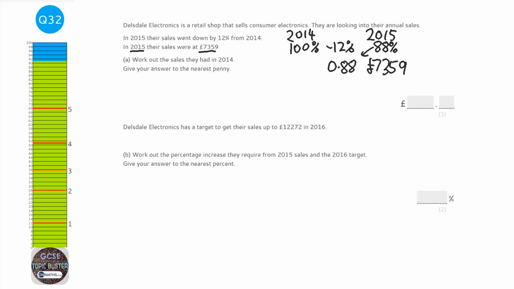So we want to work backwards. So what we want to do is I'll get my calculator, 7,359 divided by 0.88, and that gives me £8,362.50. You've got to ask yourself, well, is that reasonable? Well, they went down by 12%, so it's natural that they would go from a number around just over 8,000 to a number that's just over 7,000.